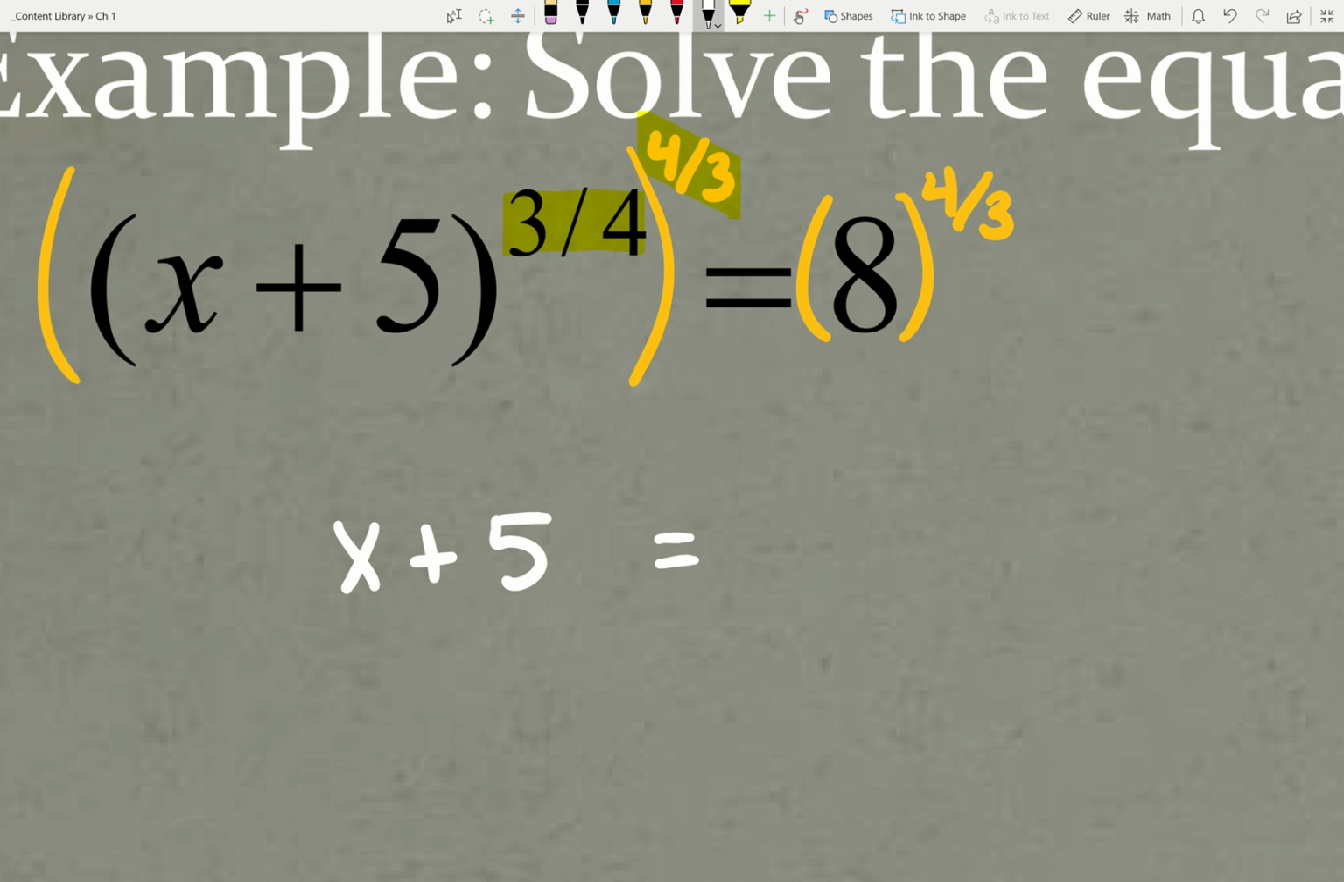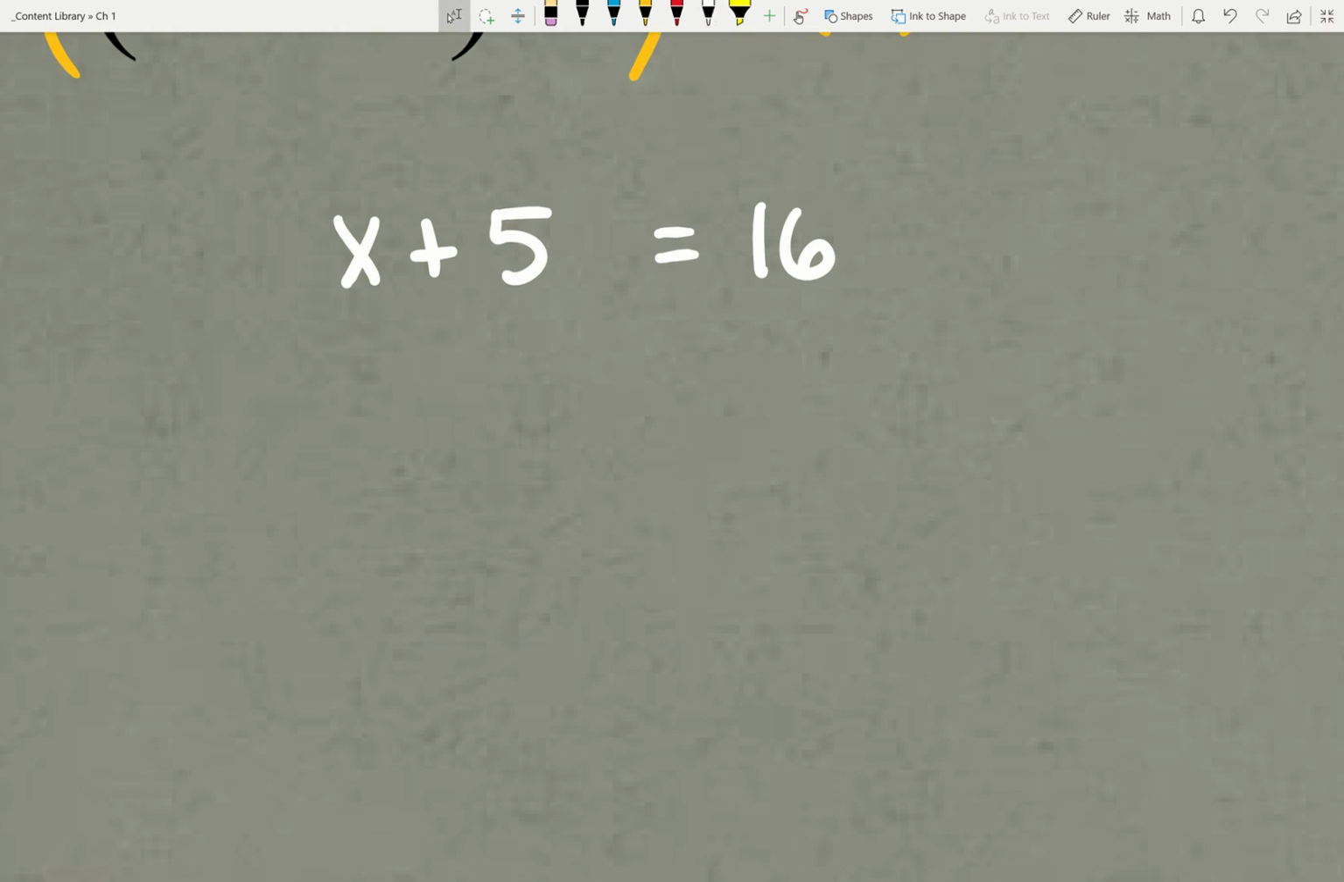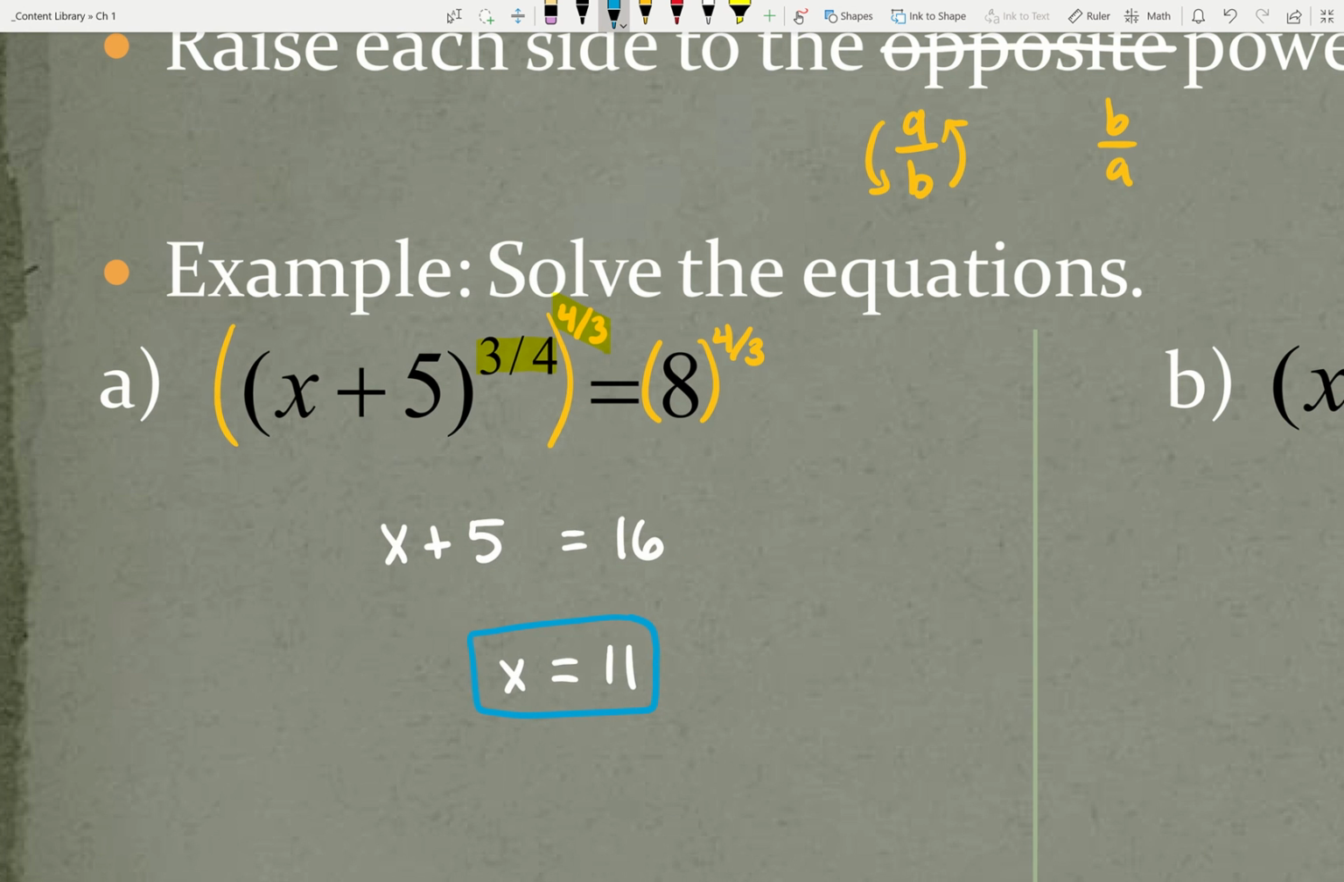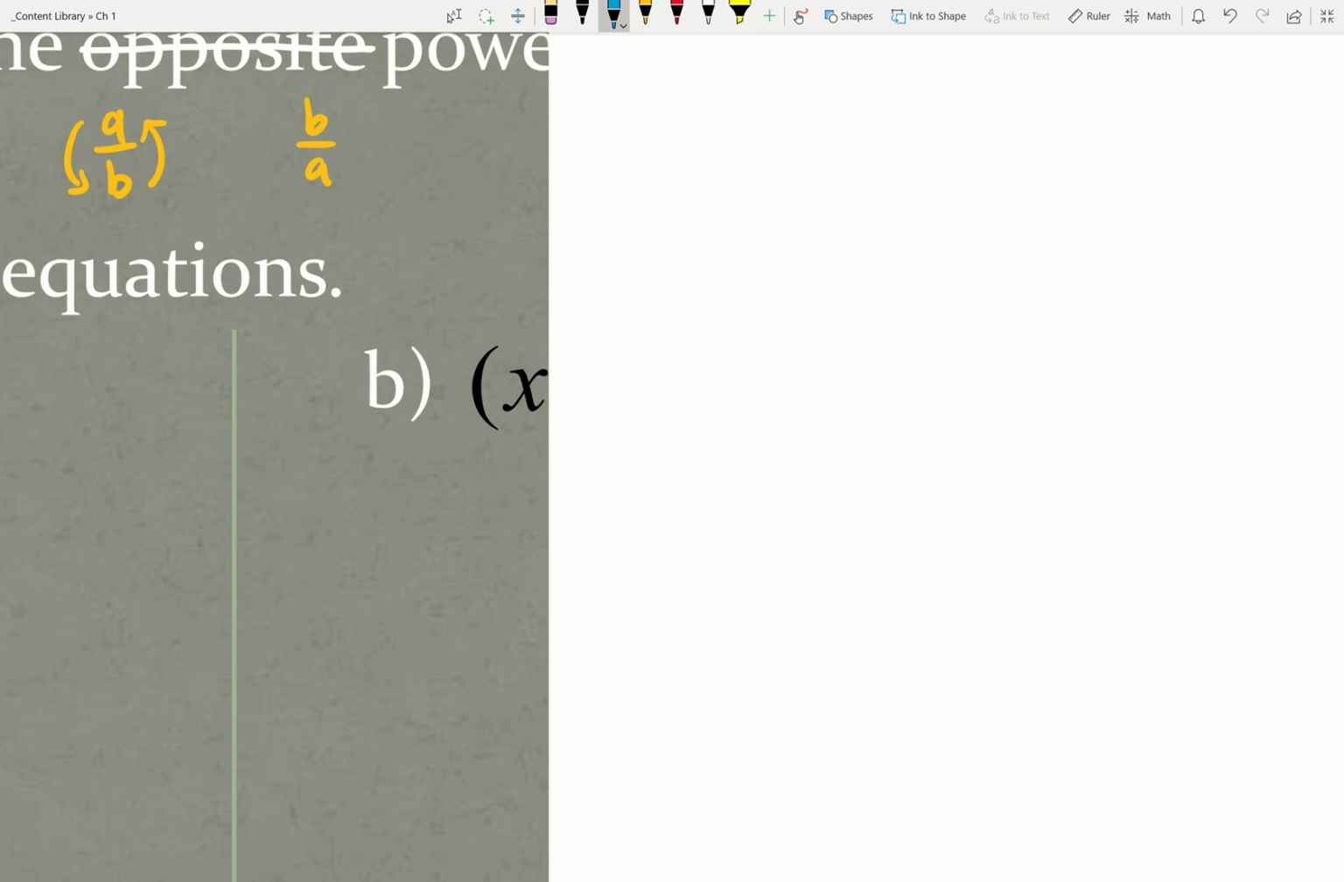And then the only thing left to do there is figure out what's going on there on the right-hand side. That's something you could easily use a calculator for, 8 to the 4/3 power. The calculator will tell you that that's simply going to be equal to 16, okay? And then one last step there, just simply subtract 5 from both sides, and then the answer here would be x is equal to 11. Okay, so pretty straightforward to solve an equation with rational exponents in it.